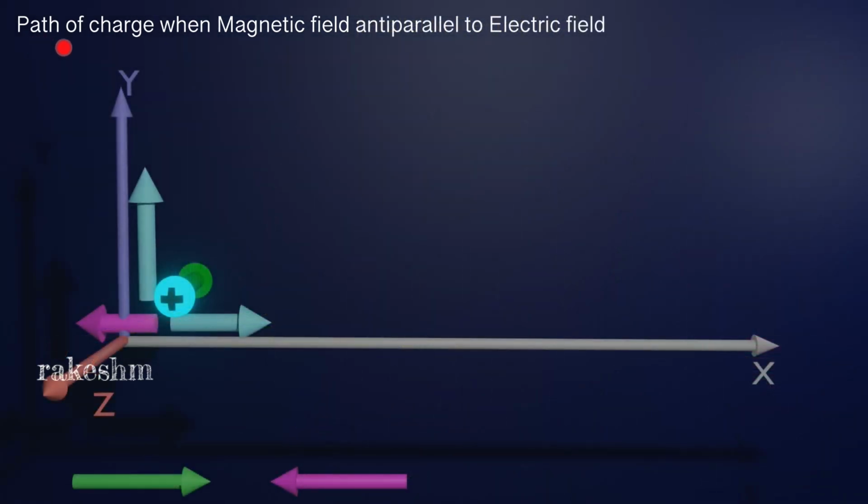Let us now look at the path of the charge when magnetic field is antiparallel to electric field. The magnetic field vector is towards right, the electric field vector is towards left. The light blue arrows represent the velocity vector of this charge. The magenta arrow represents the electric force. The green arrow here represents the magnetic force. I want you to take some time and think how the path of this particle will be. Let me play the schematic and observe how the path will be.